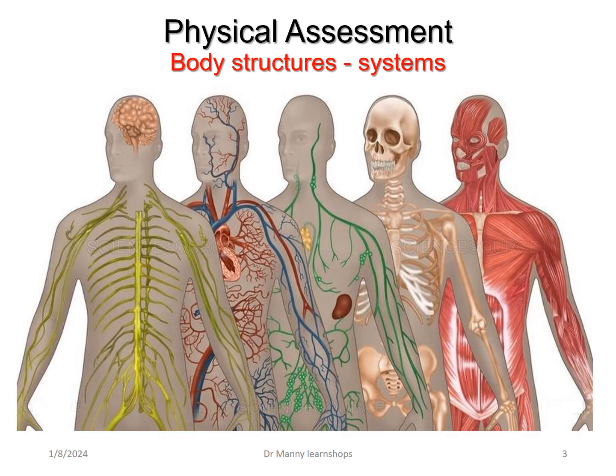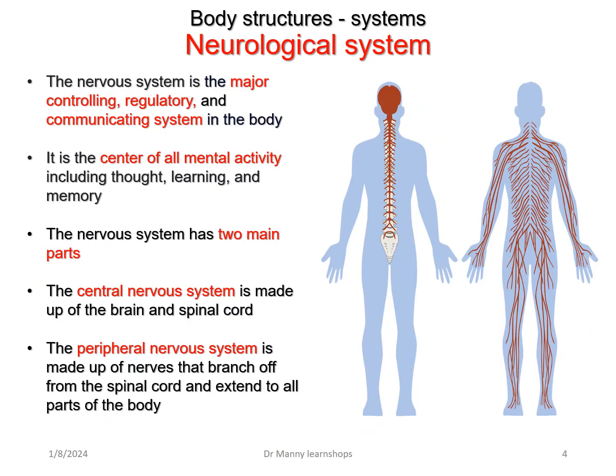When it comes to the physical assessment in respect to the neurological system, it's important to remember that the nervous system is the major controlling, regulatory and communicating system in the body. It's the centre of all mental activity, which includes thought processes, learning and memory. It's got two main components: the central nervous system, which is made up of the brain and the spinal cord, and the peripheral nervous system, which is an extension and branches off from the spinal cord to extend to all the body parts.